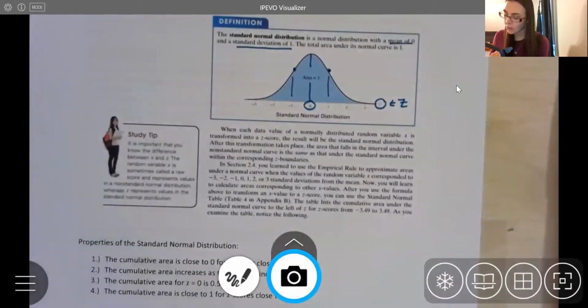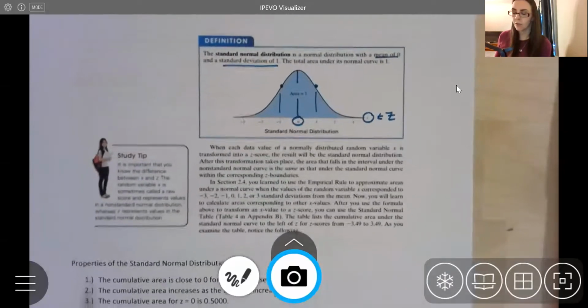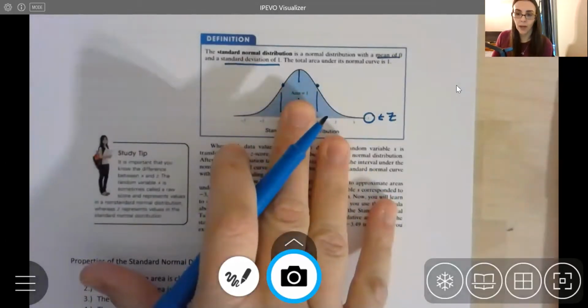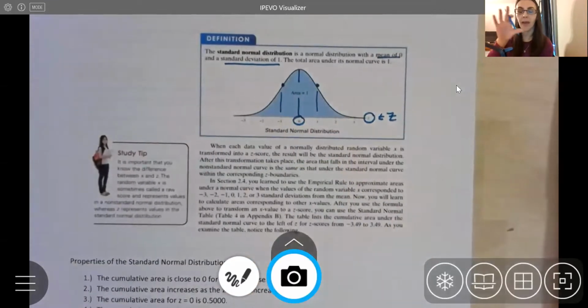When each data value of a normally distributed random variable x is transformed into a z-score, the result will be the standard normal distribution. After this transformation takes place, the area that falls in the interval under this non-standard normal curve is the same as that under the standard normal curve. So basically, if you have your data as a regular normal curve, or you change it over to z-scores and use the standard normal curve, the areas and the probabilities are the same. So it doesn't change your result or the area in any way. You're just transforming from x values to z values instead, but your areas are all the same.